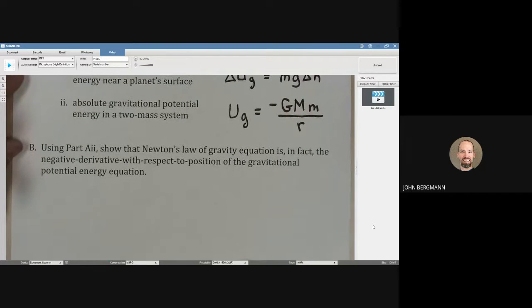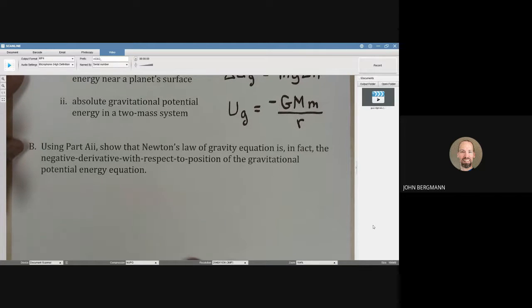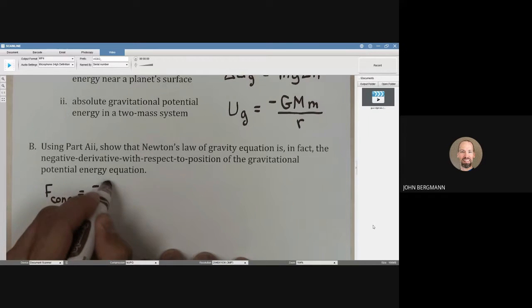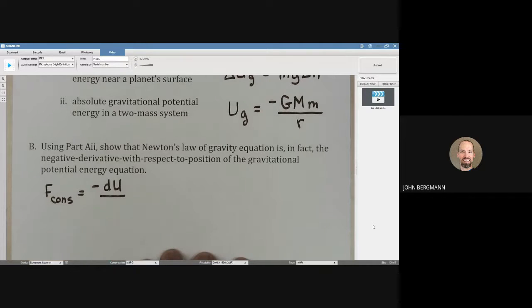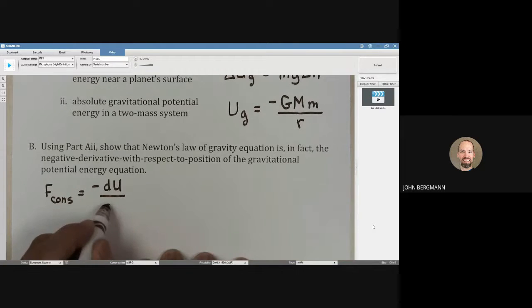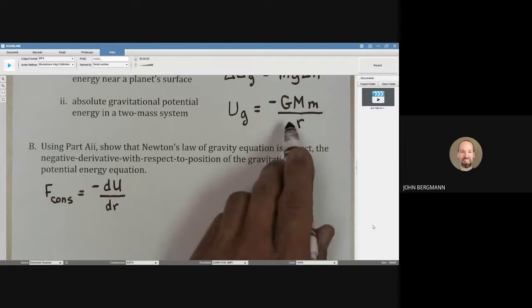Let's show that Newton's law of gravity equation is, in fact, the negative derivative with respect to position of the gravitational potential energy equation. We said a long time ago that a conservative force is the negative derivative of the potential energy with respect to position. And I think previously we put a dx here, but in this case I'm going to put dr. It really doesn't matter. Let's try differentiating this equation right here.